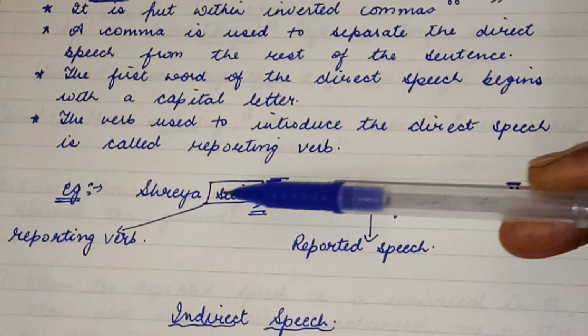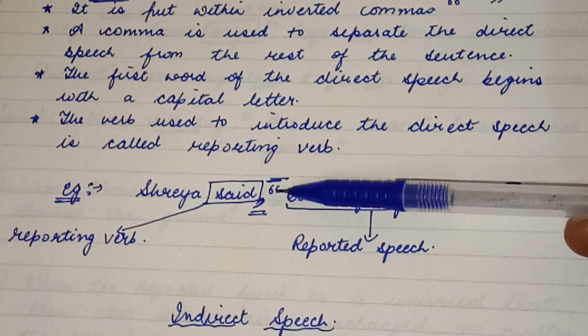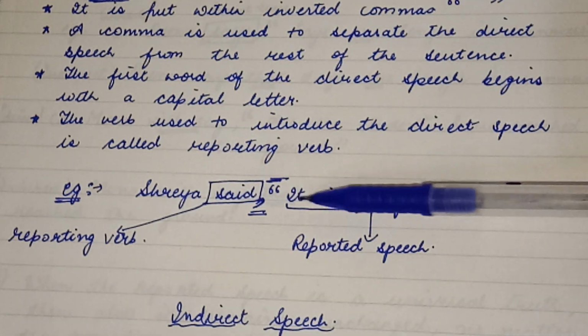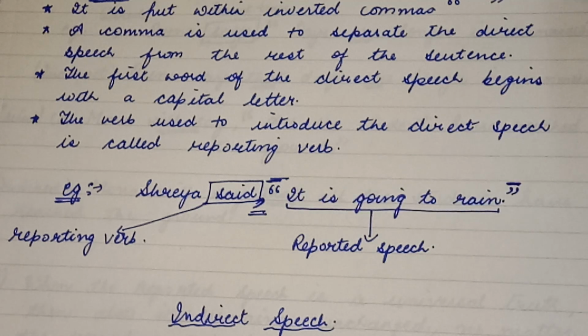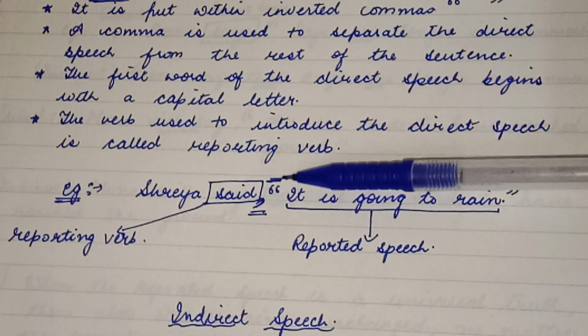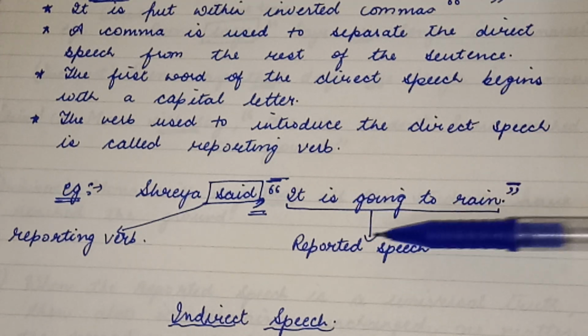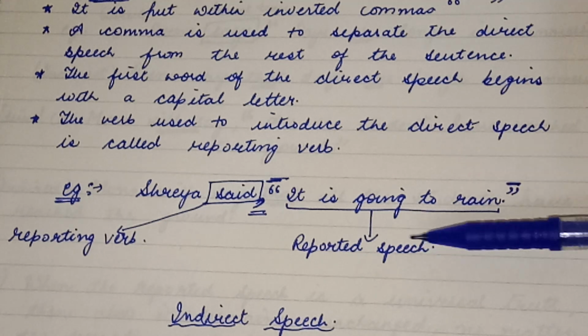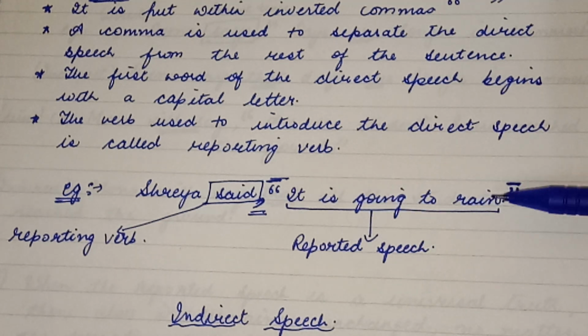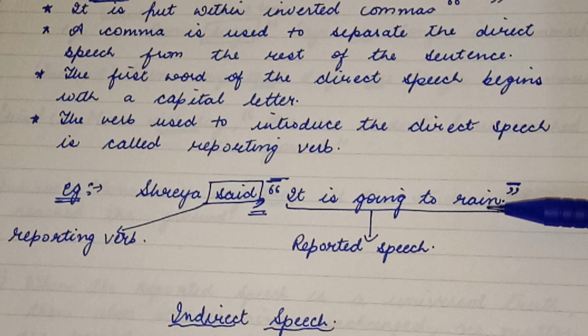And this part of the sentence has been separated from the direct speech with a comma. Now these are the inverted commas within which we put the reported speech or the direct speech. It is going to rain. These were the exact words spoken by Shreya.